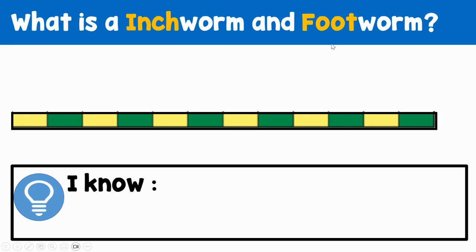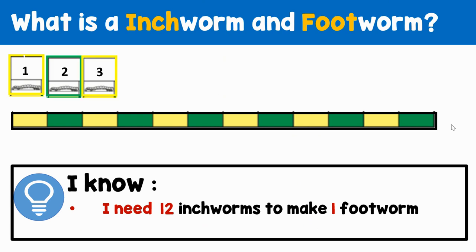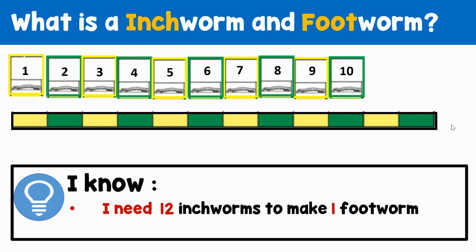What is an inchworm and a footworm? I know I need 12 inchworms to make one footworm. Let's use inchworms to make a footworm. This is one footworm. 1, 2, 3, 4, 5, 6, 7, 8, 9, 10, 11, 12.